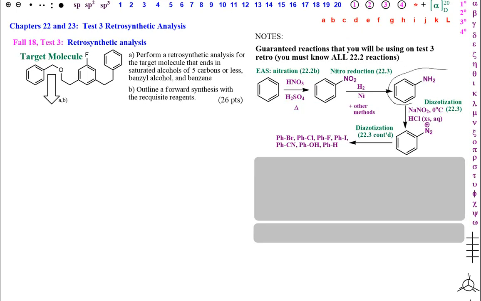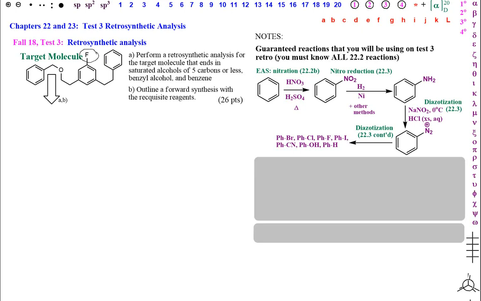Diazotization of the aniline will give the diazonium ion if you keep things cool. And then we learned there were 7 groups we could put on benzene using this method. I guarantee one of these groups will be on your target, as guaranteed previous semesters, and there we have a fluorine on there. That fluorine must be put on this way.